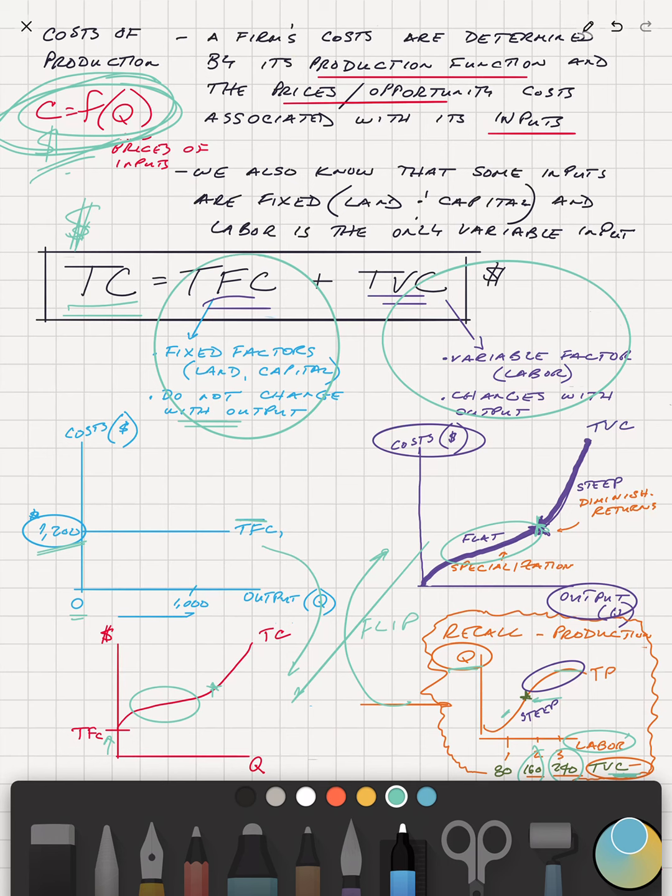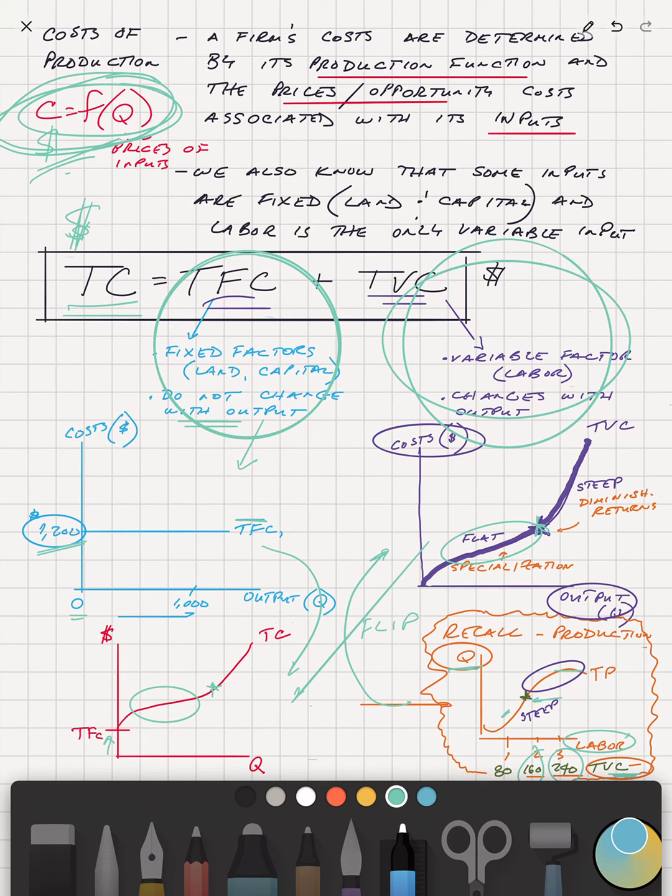This equation, you must know this equation. Your total costs are equal to the sum of your total fixed costs plus total variable costs. Fixed costs are associated with your fixed factors, land and capital. Variable costs are associated with our variable input, that's labor. Our total fixed cost curve looks like this. It's simply a flat line.